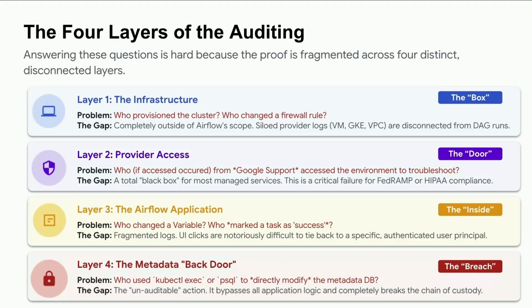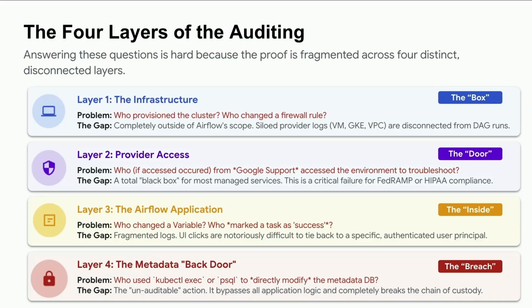And why is it so difficult? It comes from the fact that all of the data sources and logs are very much fragmented and coming from four disconnected layers. The first layer is the infrastructure layer. This is what our Airflow is deployed on, and it's obviously completely outside of the Airflow application. Usually logs are siloed in individual underlying components like virtual machines, GKE, VPC, and so on.